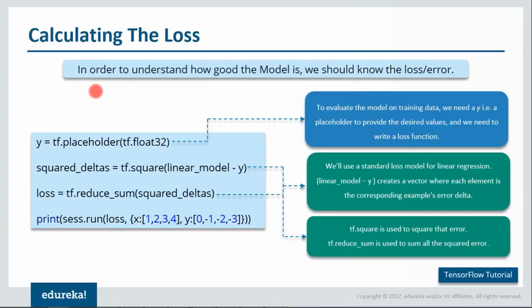And now is the time to understand how we calculate loss. In order to find out the loss, we should first define a placeholder, and we have named it y, which will hold the desired output, or you can say the output that we already know. Then we will find the difference between the linear_model, the output of our model, and the output that we already know, the placeholder y. Or you can say the difference between the model output and the actual output. Then we find the square of that particular difference, and then finally we sum all the squared errors that we have calculated in the above line. So we'll sum all of these squared differences.